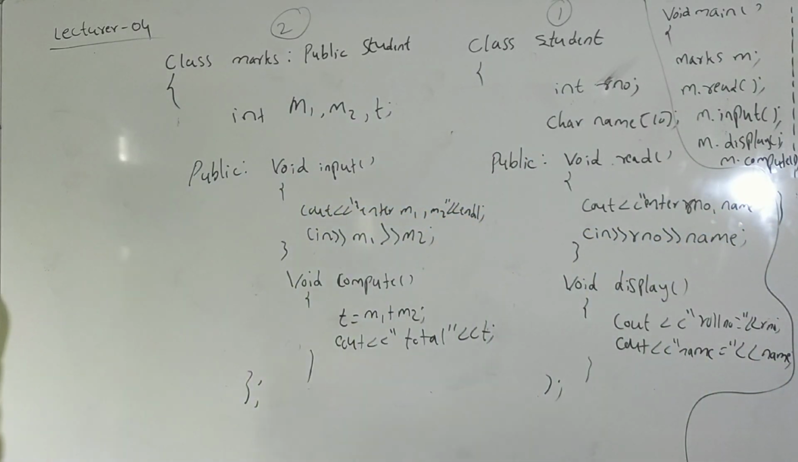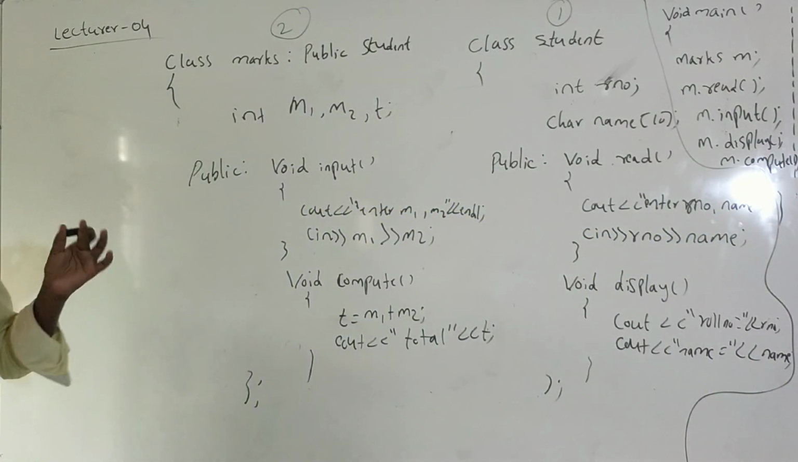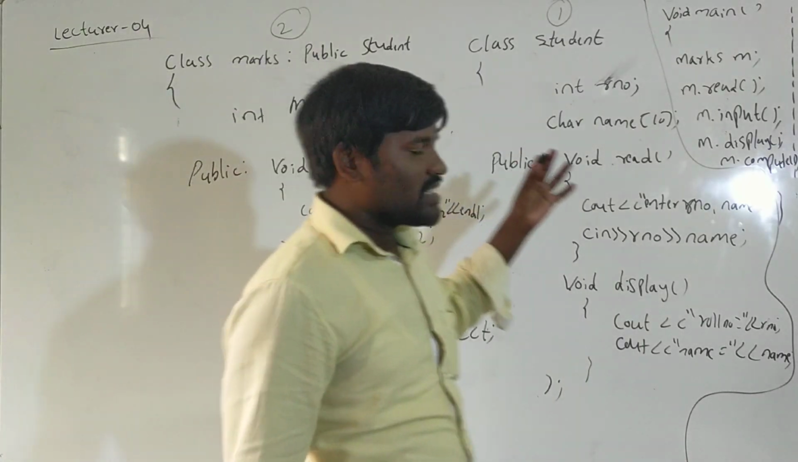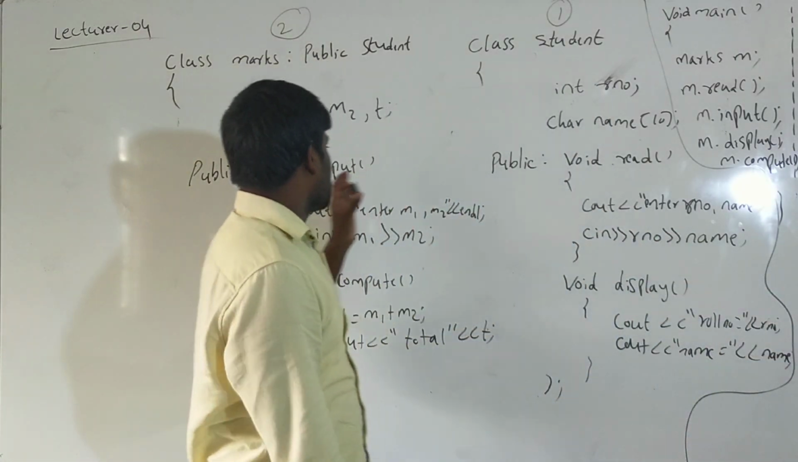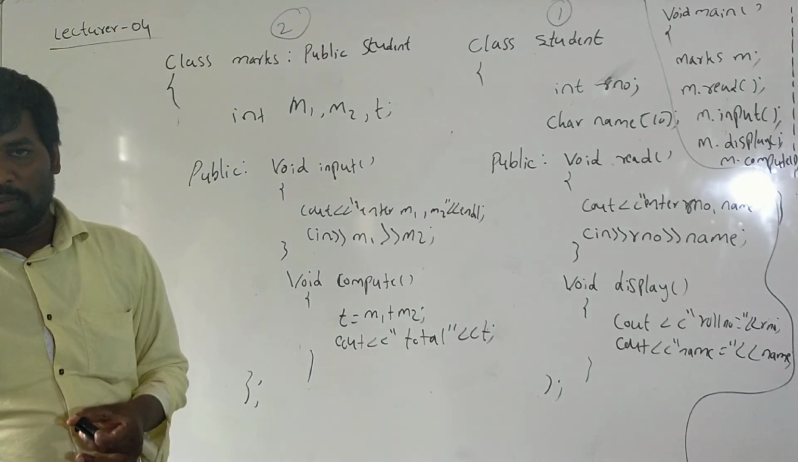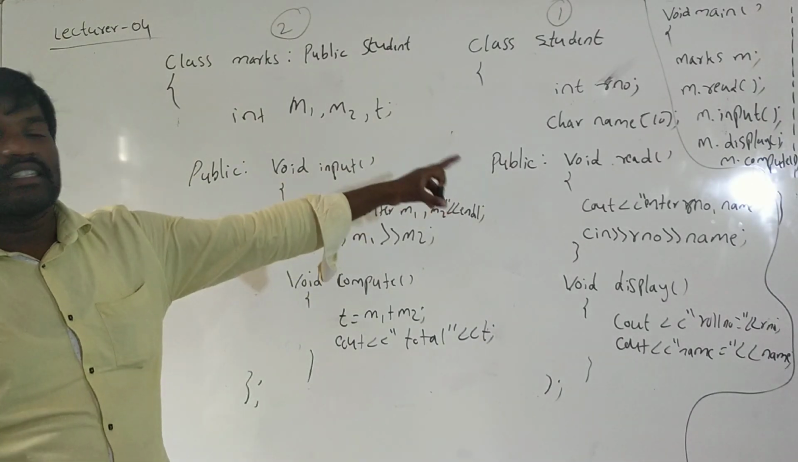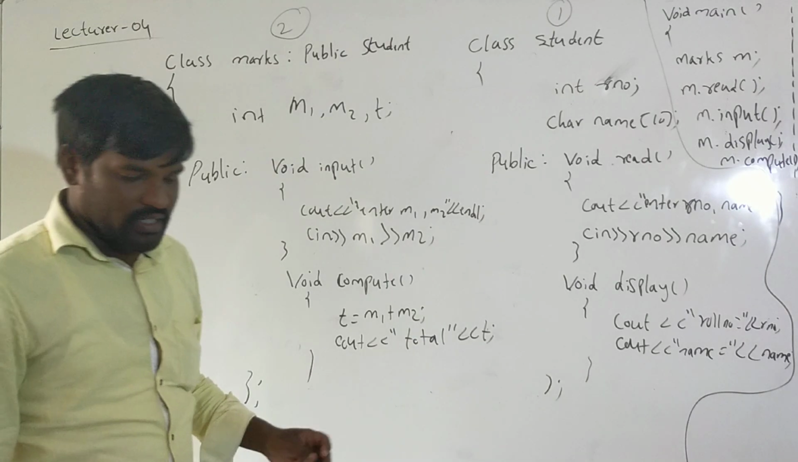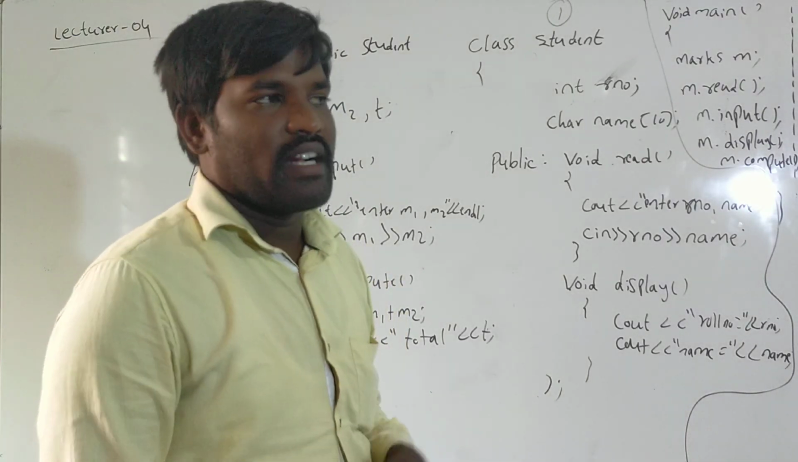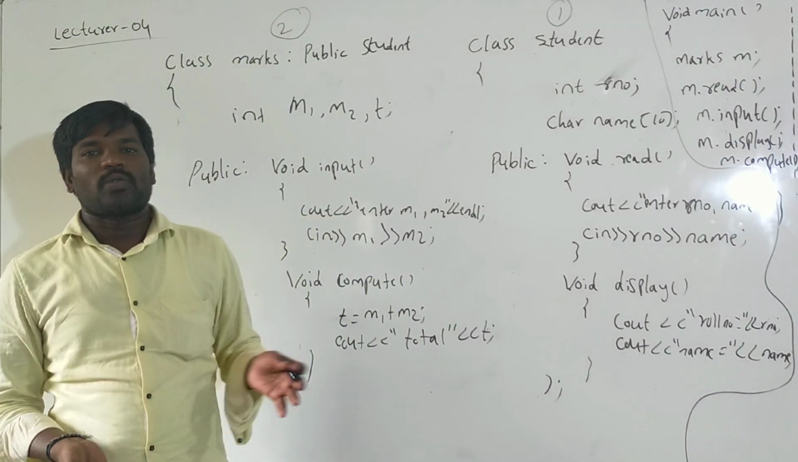Alternatively, you can call the particular function. First we can call the base class input function. After that you can call the derived class input function. Here the name is read, here the name is input. After completion of all the input, it has to print order-wise.